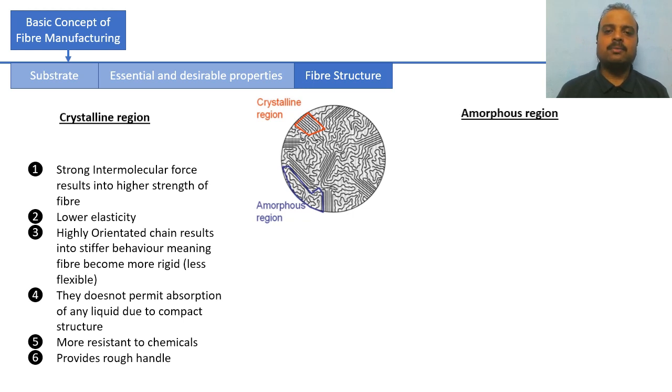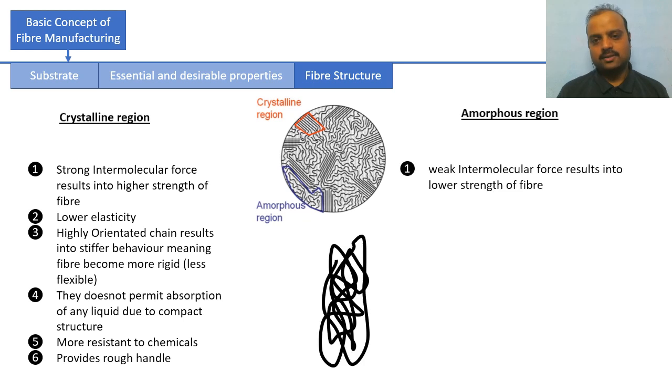Let's understand the amorphous region. What are the different characteristics of it? Generally, polymeric chains in the amorphous regions are placed randomly. There is no orientation between them and hence no intermolecular bond, so the amorphous region shows less strength. In general, if a higher number of amorphous regions are present in the fiber, this fiber shows lower strength.